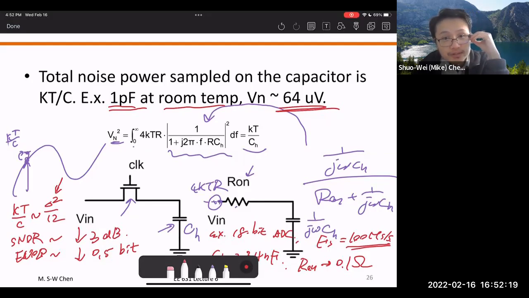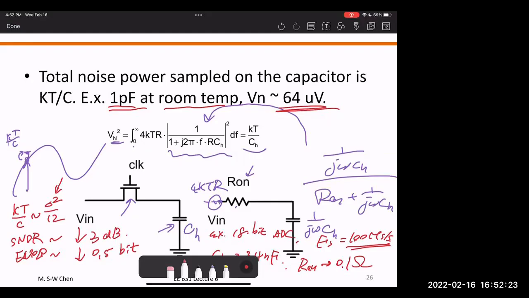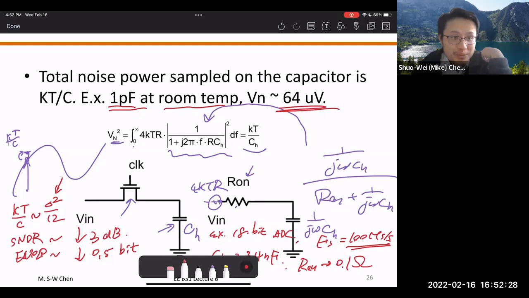So if you are designing for a modest ADC resolution, you pretty much don't care about kT over C, because no matter what sampling capacitor you are using, it ends up being much less than delta squared over 12 anyways, right? So in that kind of regime, if you are not pushing for high resolution ADC, you're not pushing for high speed, a lot of things become easy, right? You don't need to really worry about those, right?